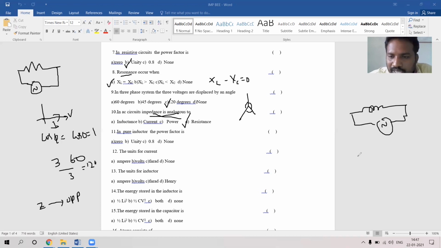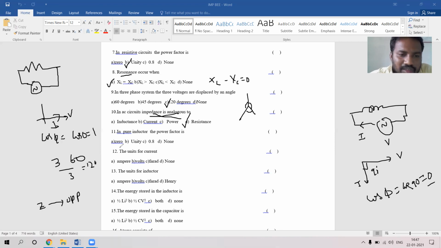If you excite it with AC voltage, current will be flowing. You will get voltage like this. Current is lagging by exactly 90 degrees. When it lags by 90 degrees, we will get the angle cos phi, that is cos 90. Cos 90 value is 0, that is the power factor. So 0 is the answer.